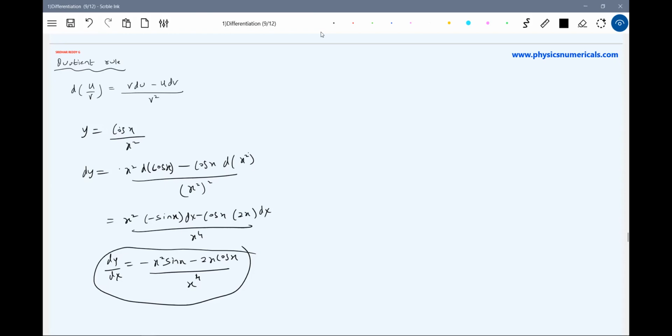So in physics, in the real world, we do have quantities which we express as ratios. There will be some physical quantity which will be a ratio of two quantities, like acceleration, which will be force by mass. This is a physical quantity, acceleration. Let me write it here.